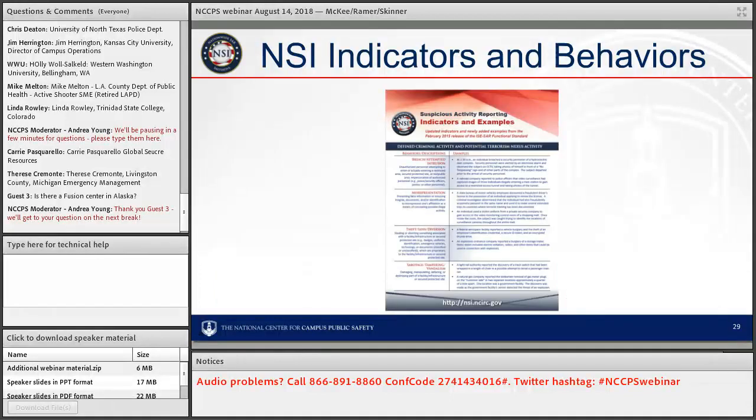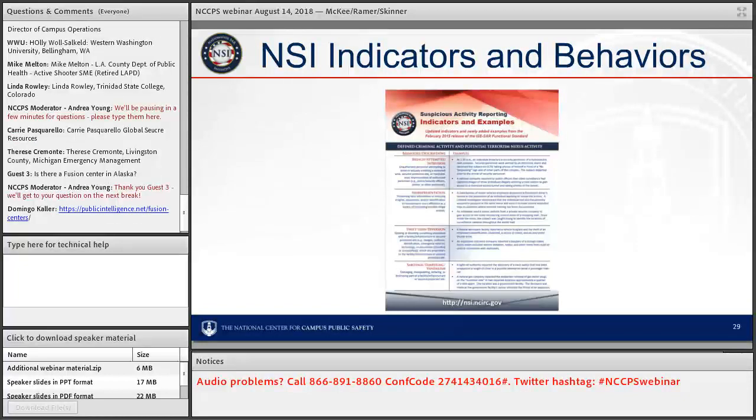Slide 29. Slide 29 is a picture of a downloadable item in your file share pod. We refer to as the 16 indicators or behaviors. And this downloadable item here will have the list of those 16. It'll give you some examples of what those 16 entail.